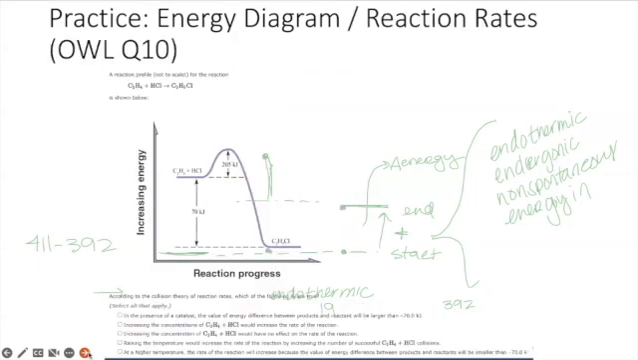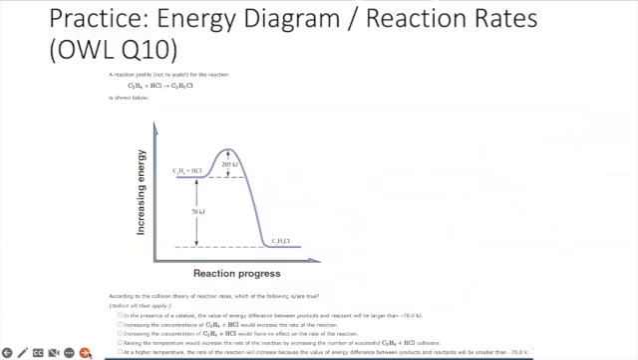So let's go ahead and look at another problem. This specific problem is going to be similar to your OWL question 10, and it's talking about collision theory and reaction rates. This one's a little tricky, so it's asking us to select all that apply.